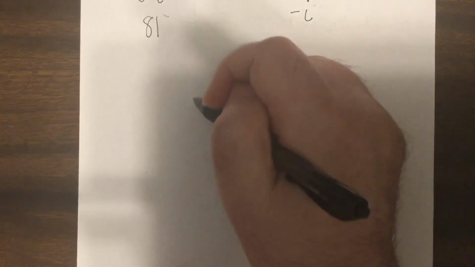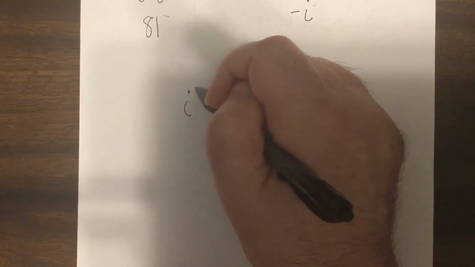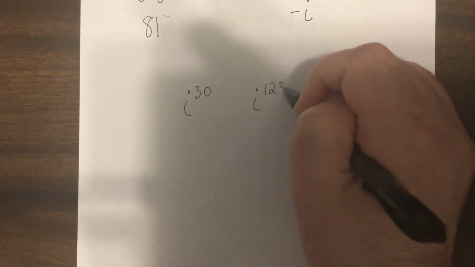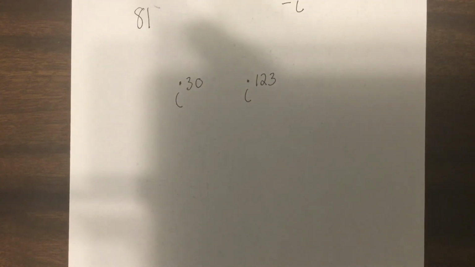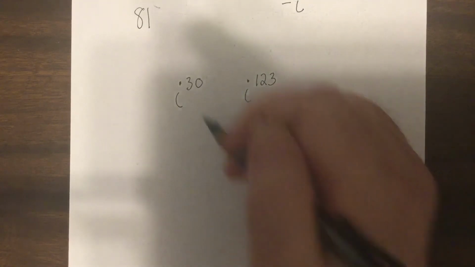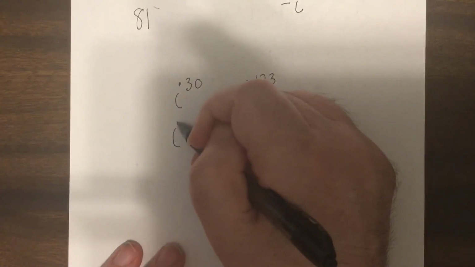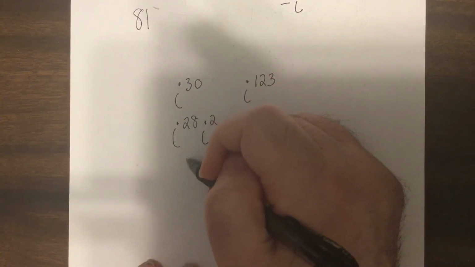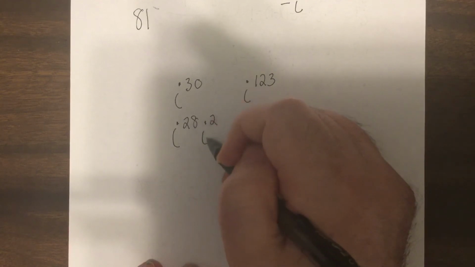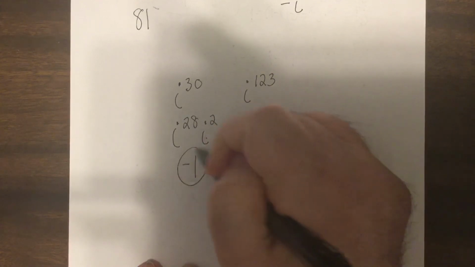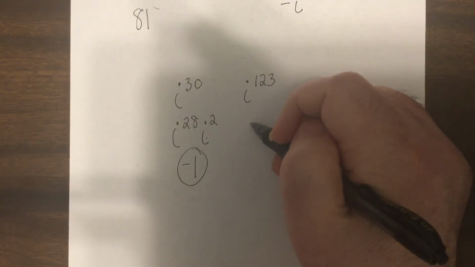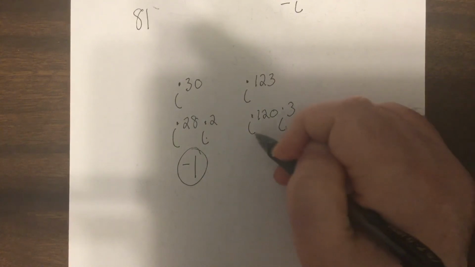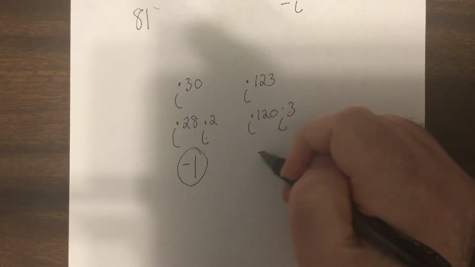Try just a couple more here. i to the 30th and i to the 123. Do those two for me and then turn me back on. Okay, again, 30 is not divisible by 4, so you go i to the 28th, i squared. i to the 28th is 1 because it's i to the 4th to the 7th. i squared is negative 1. i to the 123 would be i to the 120, i cubed. So that'd be 1 times i cubed, which is negative i.